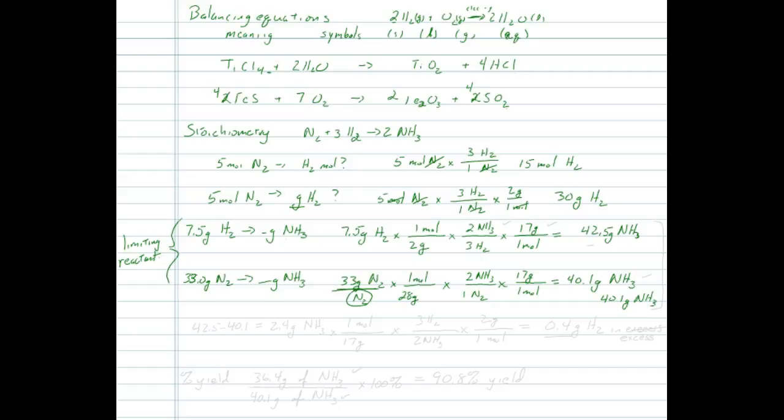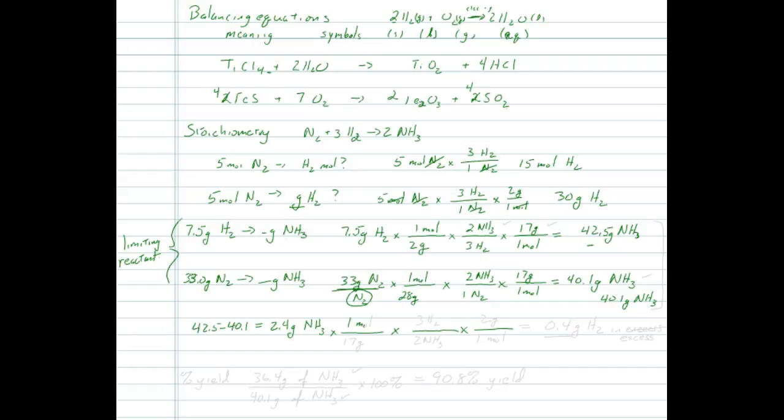What this means is you can also figure out how much excess hydrogen gas you have by doing this. What you do is you subtract the 42.5 minus 40.1 and you get 2.4 grams of ammonia that could have been produced if all the hydrogen reacted. And you work backwards. You start here, 42.5, and you go the opposite direction, flipping everything around. So it's not really too tough of a problem, because everything that is on the top goes on the bottom, everything on the bottom goes on the top.